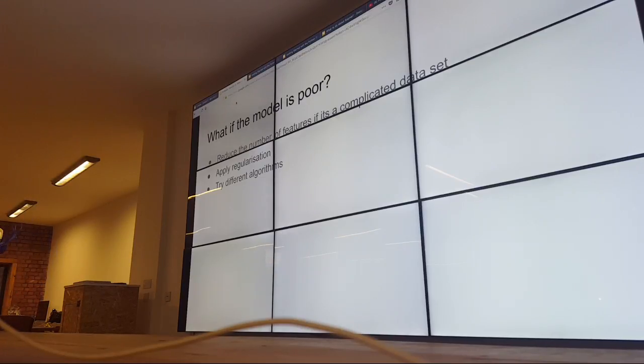Now, there's a number of ways you can do that. If you've got lots and lots of features, and it's not uncommon in some data sets to have hundreds and thousands of features. So some data sets are very complicated, so you may have many inputs. One way to try and simplify the model is to actually just reduce that number.